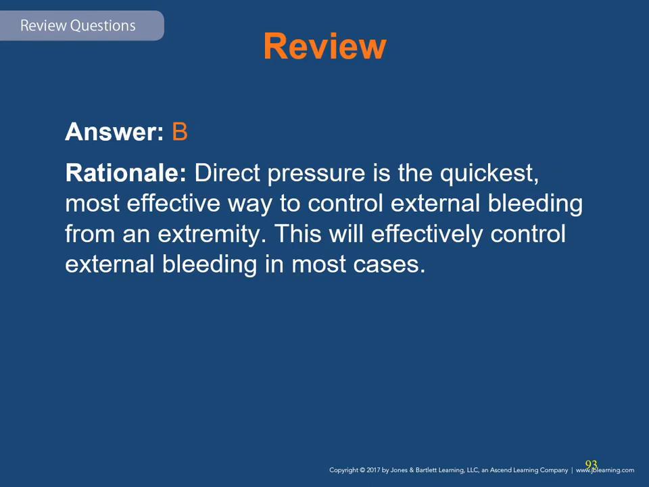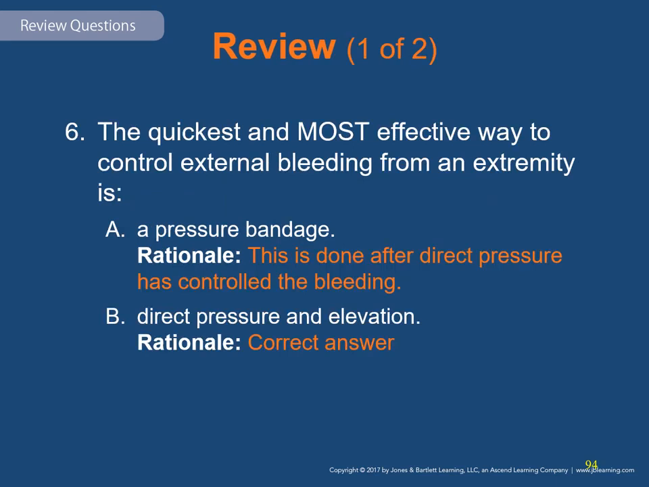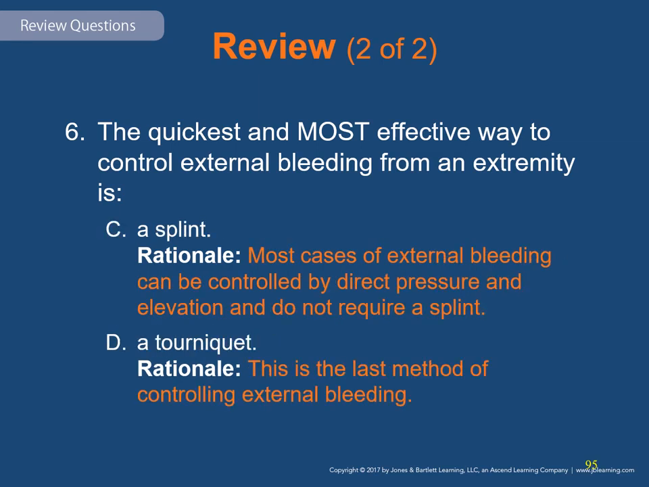Direct pressure is the quickest, most effective way to control external bleeding from an extremity. This will effectively control external bleeding in most cases. A. This is done after direct pressure has not controlled the bleeding. B is the correct answer. C. Most cases of external bleeding can be controlled by direct pressure and elevation and do not require a splint. D. This is the last method of controlling external bleeding.